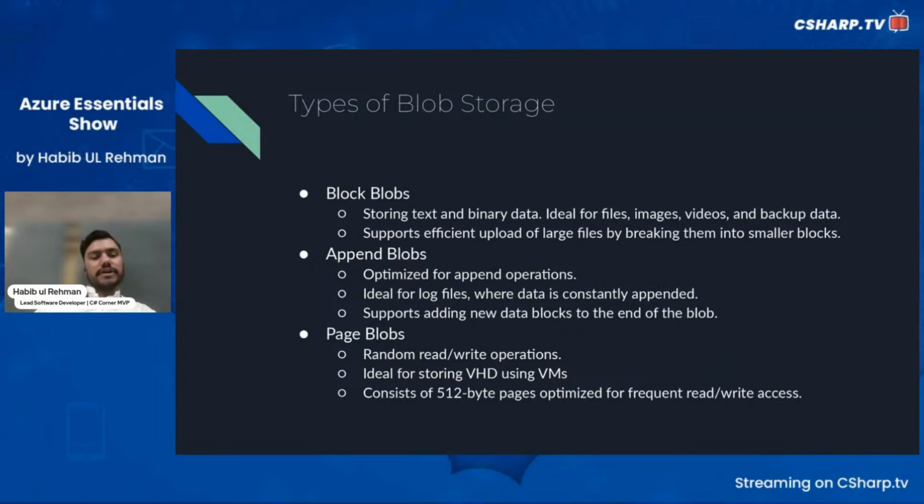Then we have different types of blob storage. First of all, we have the block blob. It is basically used for text and binary data storage. It's ideal for saving files, images, videos, and backup data. It supports large files, a large volume of files, and Azure Blob Storage can break them into smaller blocks for easy upload and easy download. So there are different options available.